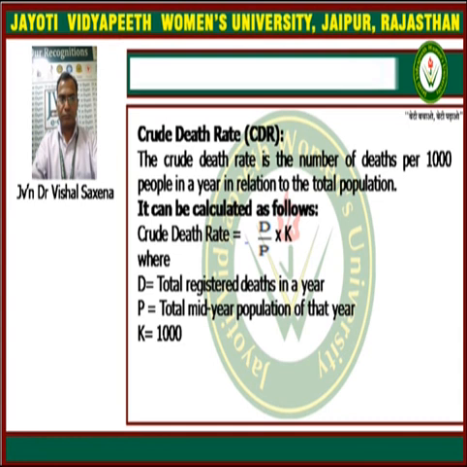Initially we are given the concept of the crude death rate, because it is one of the parts of the mortality rate, and this crude death rate is given simply by the formula D upon P into K, that is total registered deaths in a year upon total mid-year population of that year, multiplied by 1000. So it is equal to total deaths in a year upon total mid-year population of that year, multiplied by 1000.